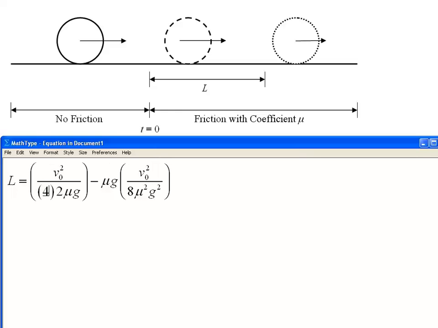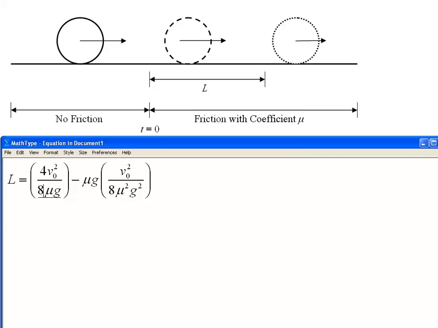And now we can get a common denominator for our two terms by multiplying the numerator and the denominator of the left term by 4. And by canceling out a mu and g from the left side. Four v naught squared minus v naught squared is equal to 3 v naught squared. And this gives us the expression that we're looking for.